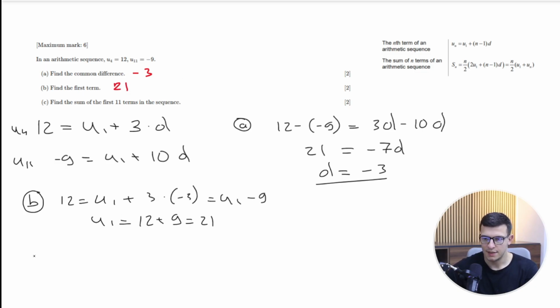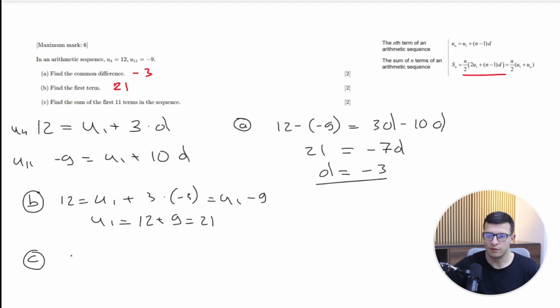And lastly, C. Find the sum of the first 11 terms in the sequence. First 11 terms. Now we have 2 equations for the sum. I talked a lot about it in the other video, so again, I will not go into too much detail. Since I don't have Un, which is U11, I will go with the first formula, this one. I know my U1, I know my d, and I know my n.